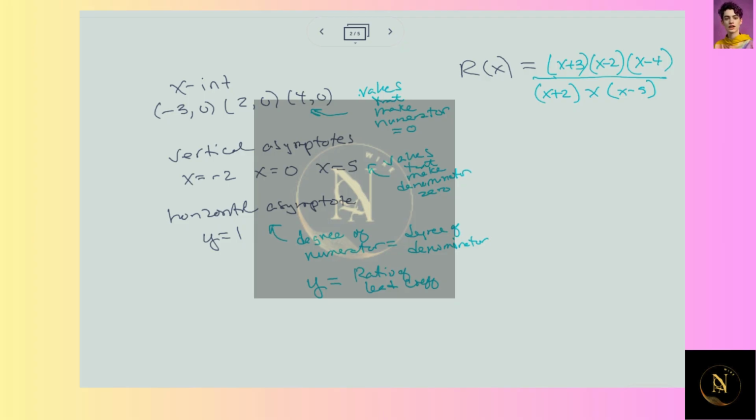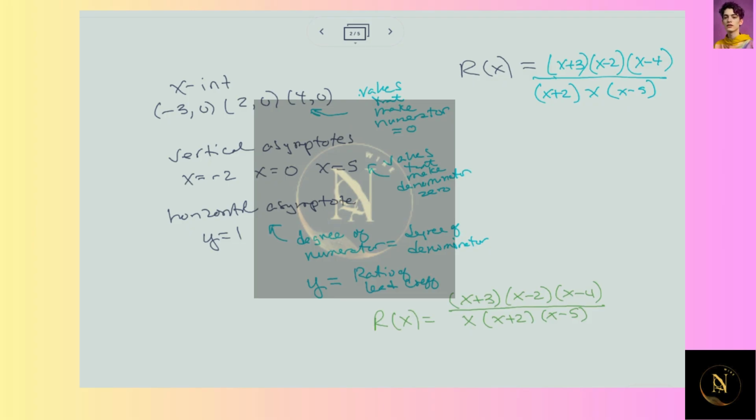I'm going to rewrite it down here, using another color. So what we've got is x plus 3 on top times x minus 2 times x minus 4. All those values that make our numerator 0 are x-intercepts. I'm going to just reorder this, put the x in front, x plus 2, x minus 5. Remember, those are coming from the vertical asymptotes. That's where I'm going to have 0 in my denominator.